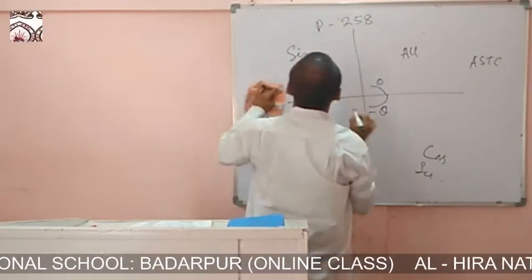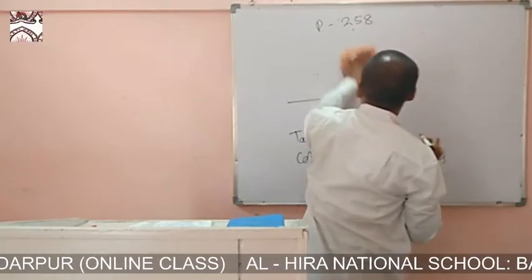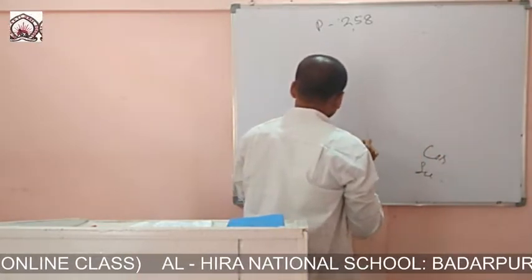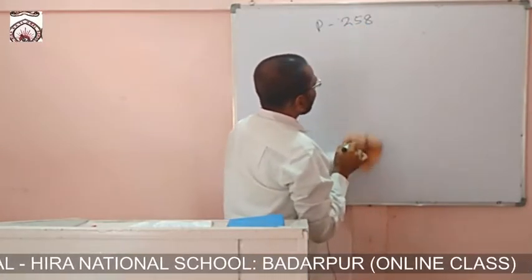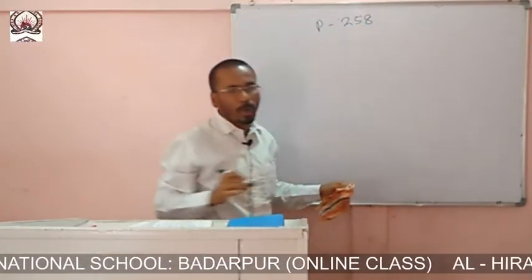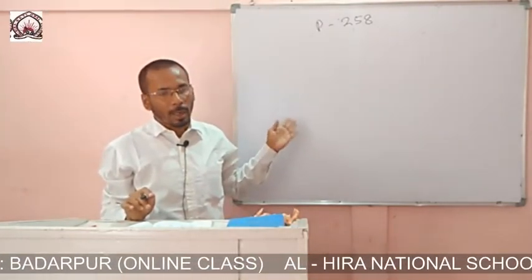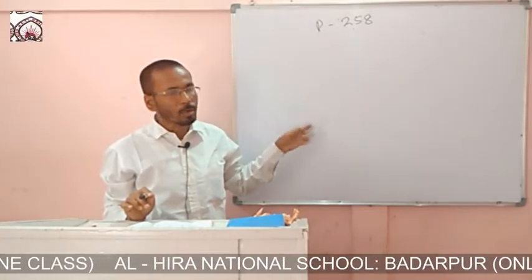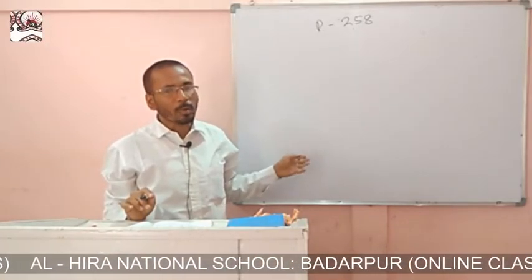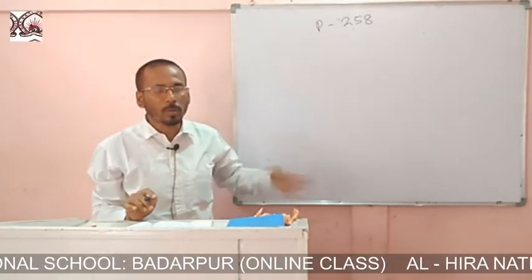In page number 258, you see there is a box, and the first thing you should remember is the ASTC rule. ASTC rule is all, sine, tan, cos. In the first quadrant all are positive. In the second quadrant sine is positive, and the reverse of sine is cosec, so sine and cosec are positive. In the third quadrant tan, and in the fourth quadrant cos, and the reverse of cos is sec.